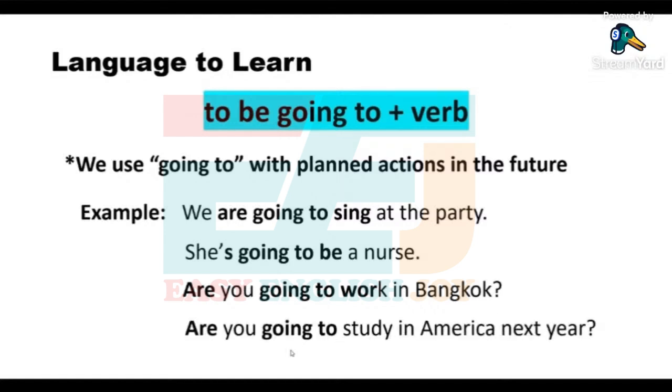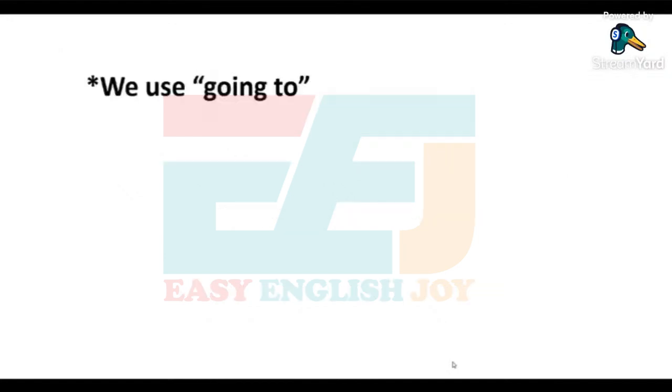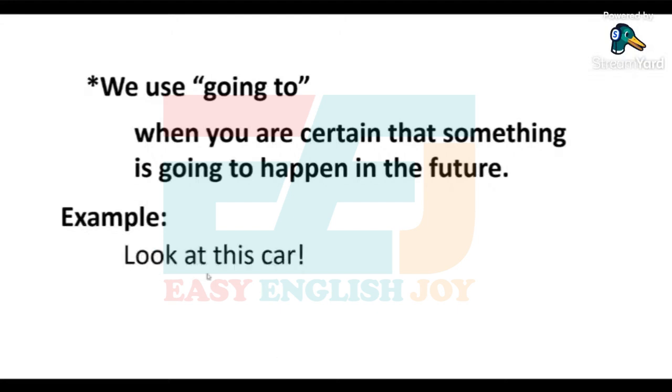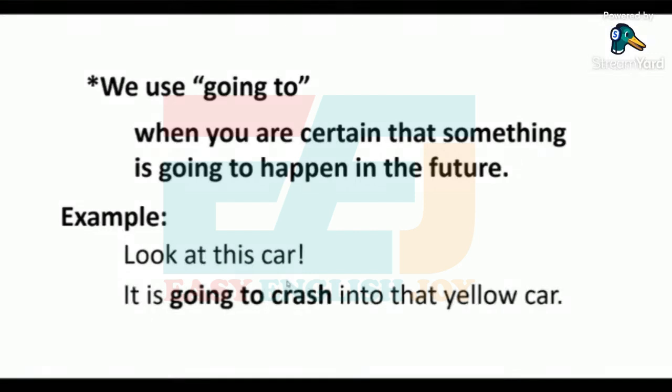Are you going to study in America next year? All right. We use going to when you are certain that something is going to happen in the future. Example, look at this car. It is going to crash into that yellow car.